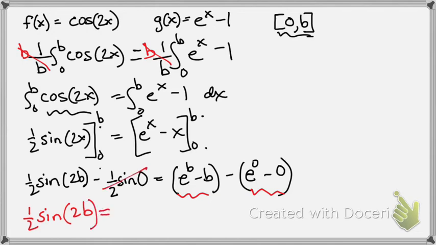Over here, e to the b, no clue. Minus b, no clue. But e to the 0, anything to the 0 power is a big fat 1, so that's going to be minus 1. And then you get here. I'm still clueless. There's no way I can solve that by hand. It has a sine in it, it has an e in it, and a regular old b in it. It's got too much junk going on.